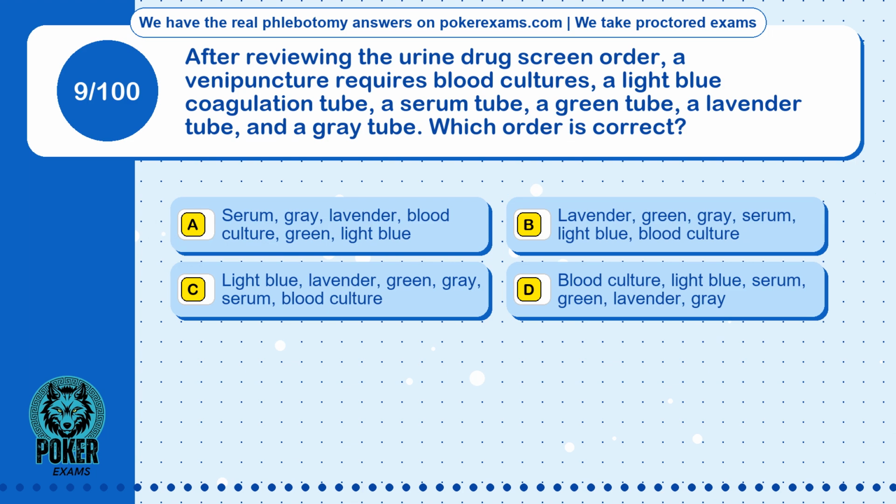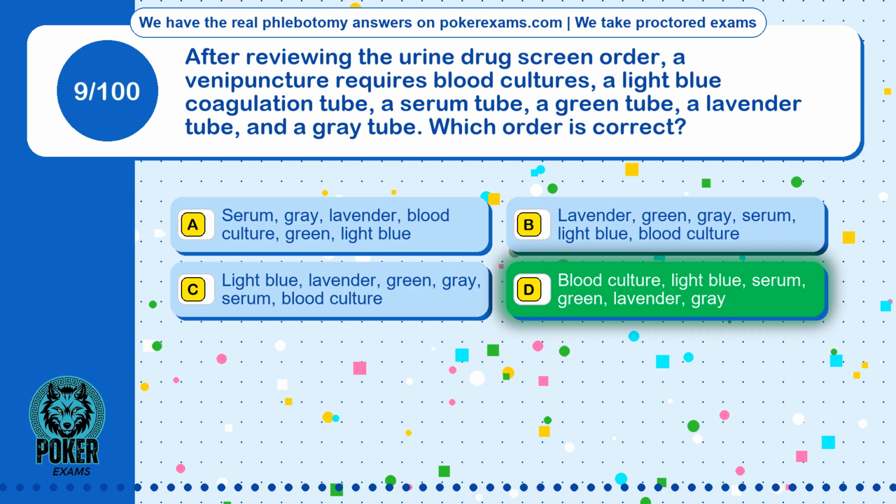Question 9. After reviewing the urine drug screen order, a venipuncture requires blood cultures, a light blue coagulation tube, a serum tube, a green tube, a lavender tube, and a gray tube. Which order is correct? Option A, serum, gray, lavender, blood culture, green, light blue. Option B, lavender, green, gray, serum, light blue, blood culture. Option C, light blue, lavender, green, gray, serum, blood culture. Option D, blood culture, light blue, serum, green, lavender, gray.